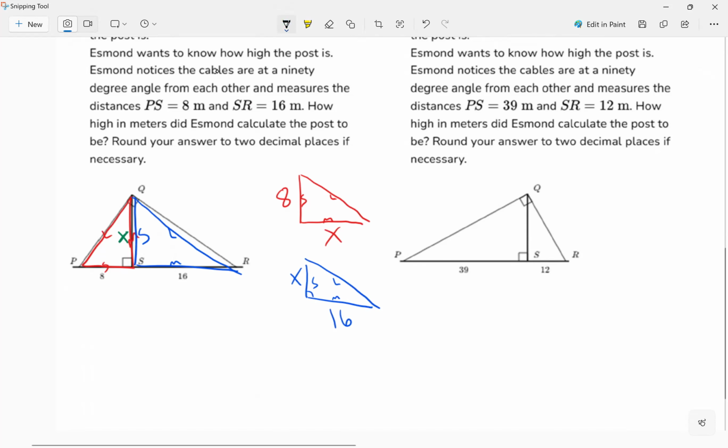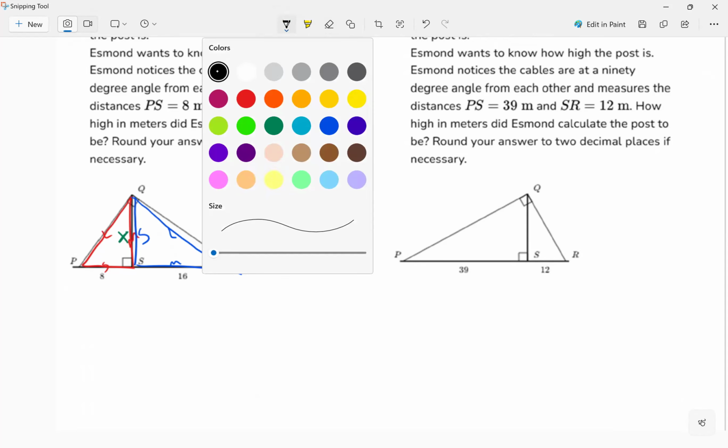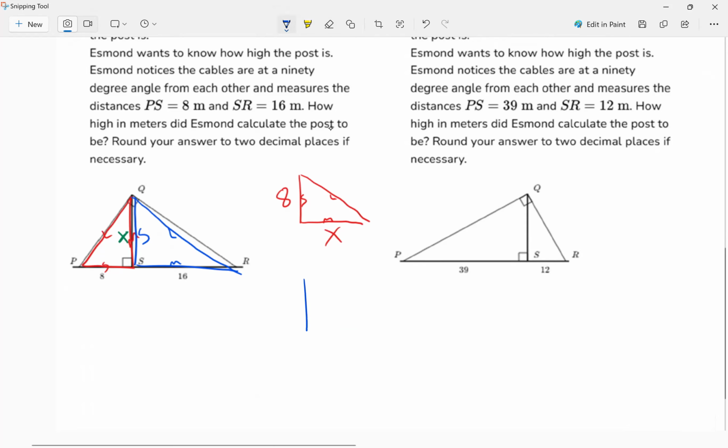Actually, let me do a better drawing. This blue triangle looks off. Let me redo it. Small, medium, large. The small side is X. The medium side is 16, and we don't know the large side.